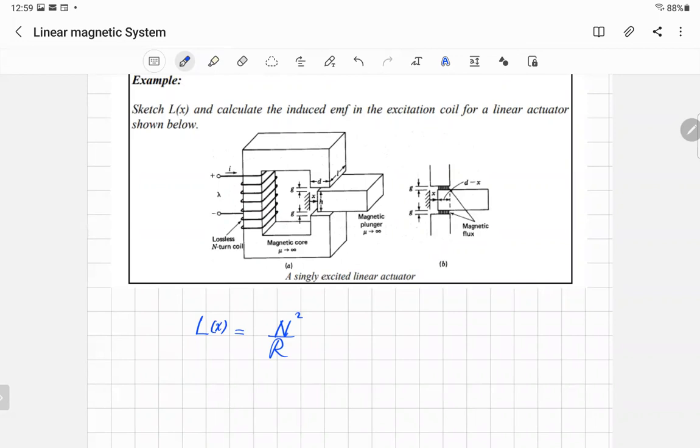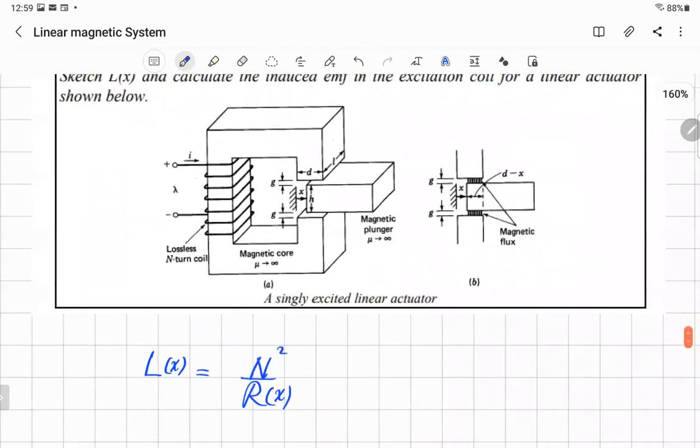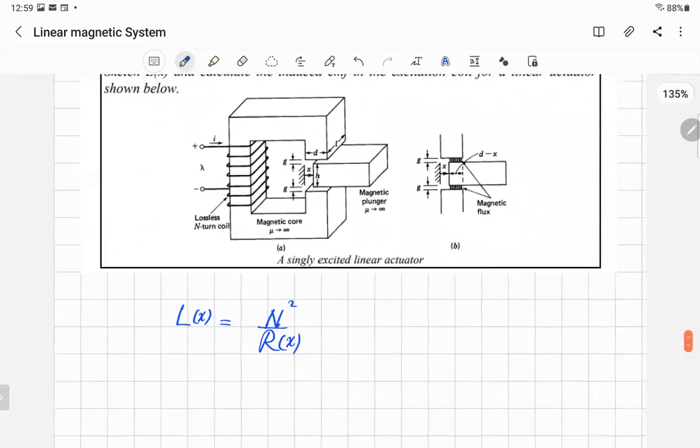Obviously, N does not change, it's fixed. So what changed with the X? The reluctance. And that's the air gap here. We call it G, the length of the air gap, G in the top, G in the bottom. That's the air gap, G and G. They are both, I mean, okay, it's X like our X.